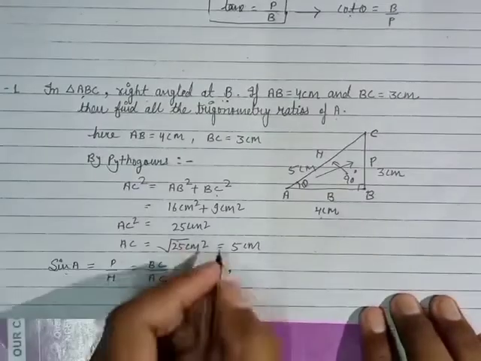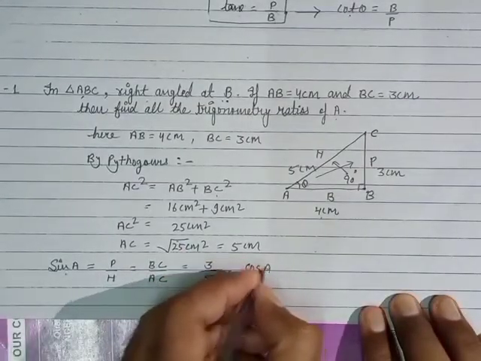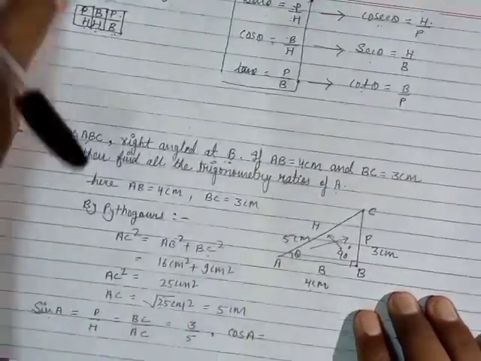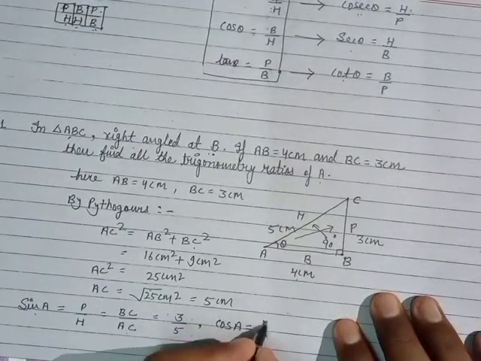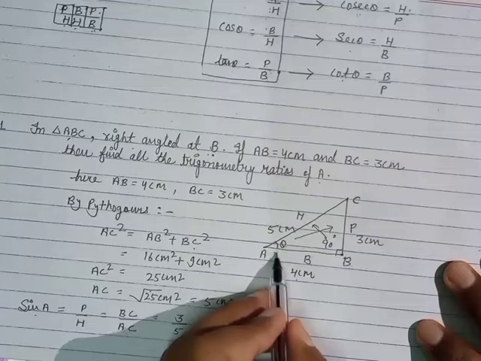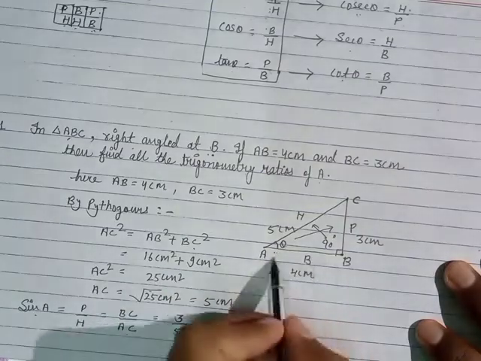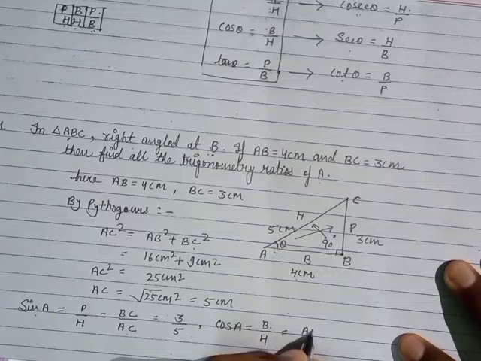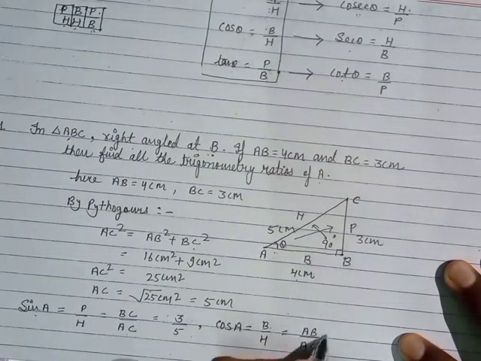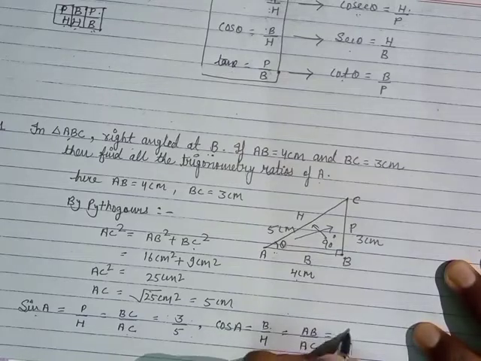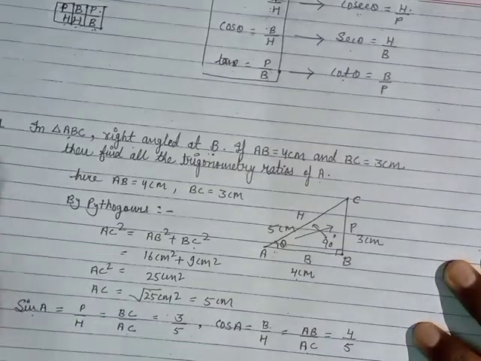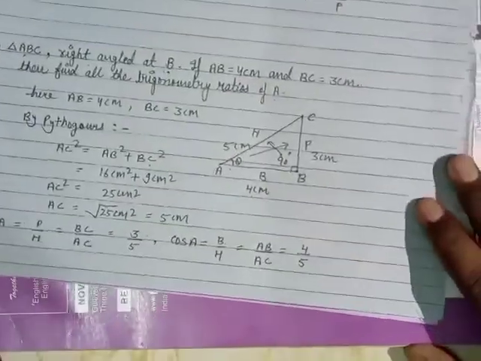Similarly, we get cos A. Cos A will be B upon H, that means base upon hypotenuse. According to point A, angle A, base will be here AB. Hypotenuse will be AC, and the value of AB will be 4 and AC will be 5. So the cos value will be 4 upon 5.